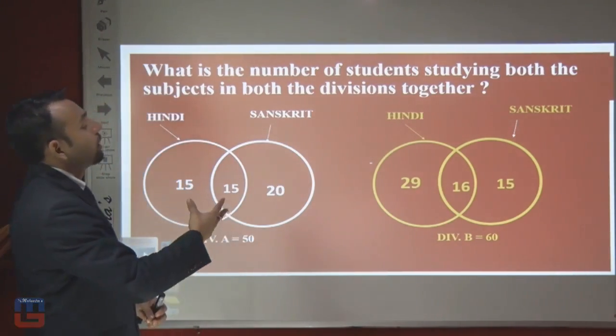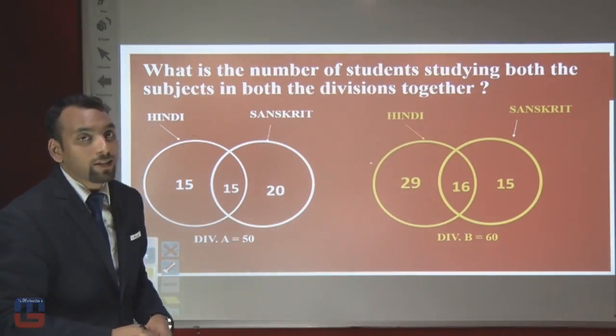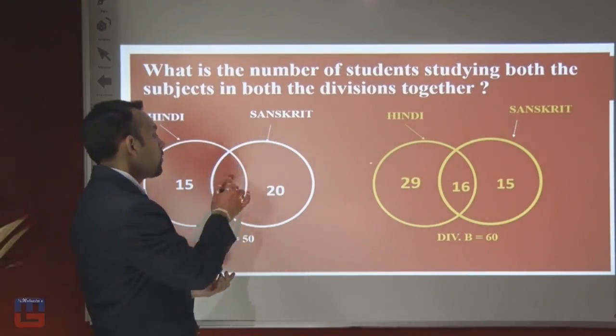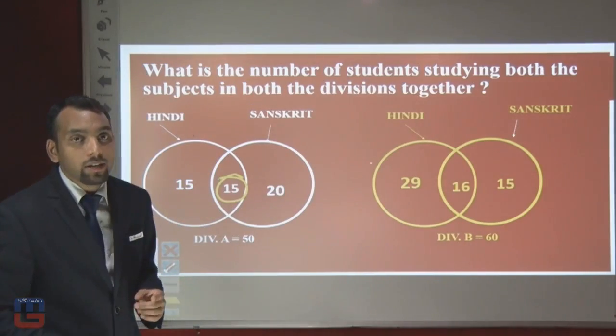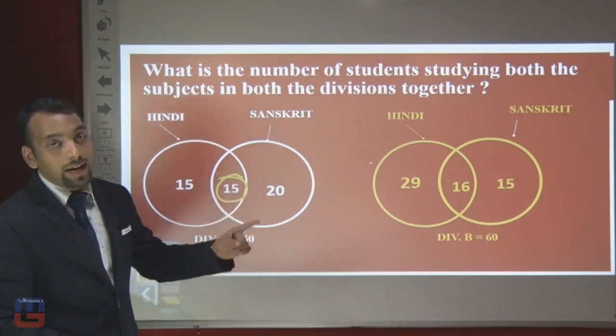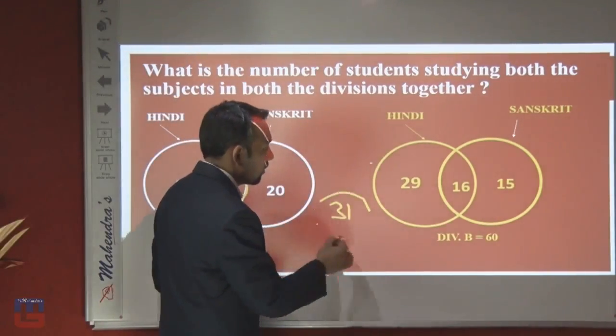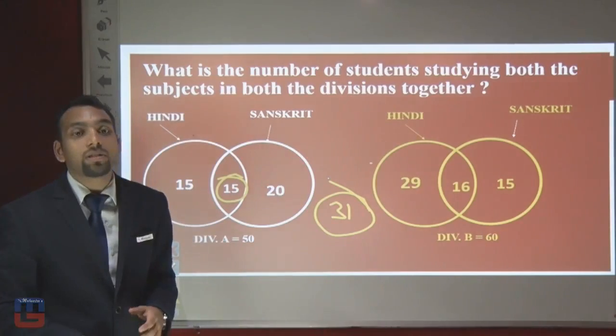Now see, number of students studying both the subjects in both the divisions together. What does it mean? This is 15, and that is 16. 15 plus 16, how much do we have? 31, right? So the answer will be 31.